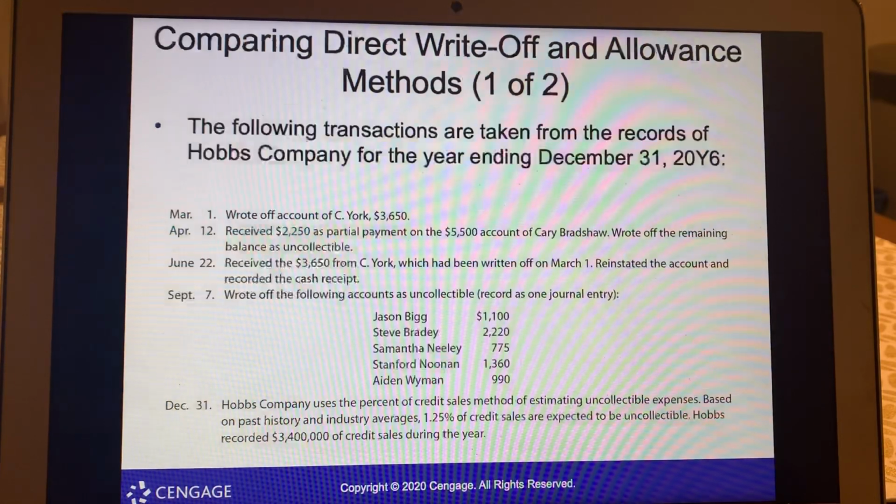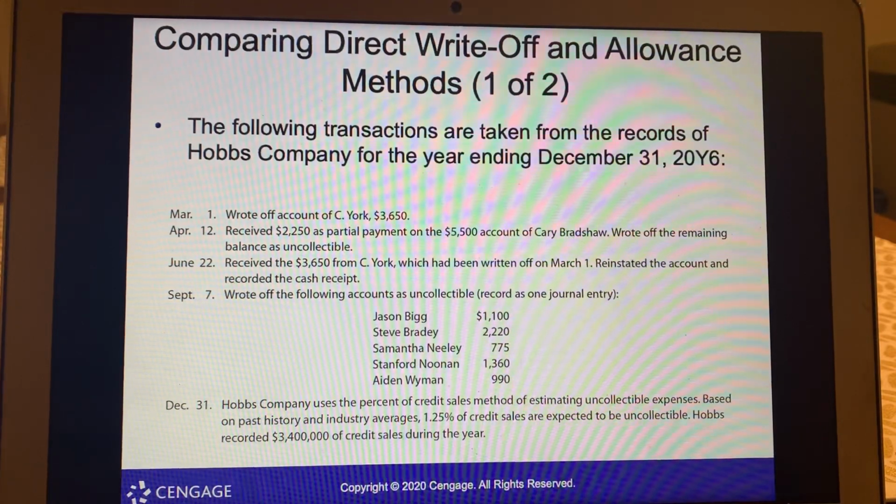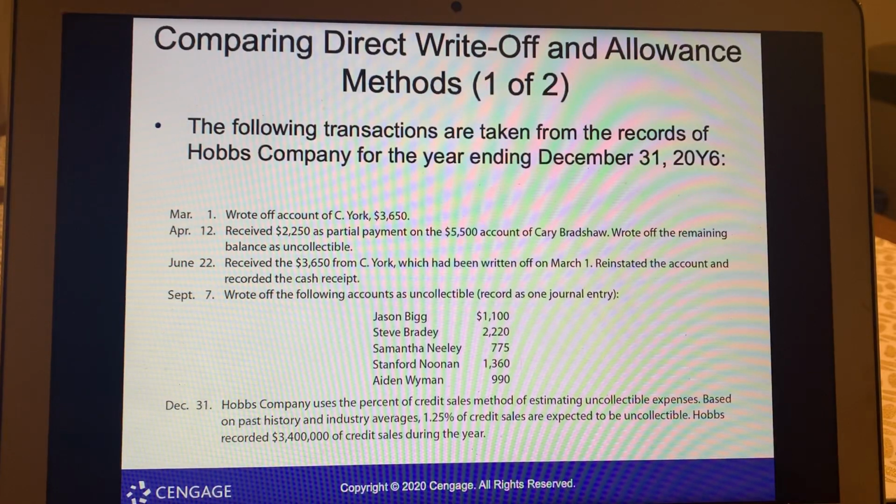So keep that in mind. So, comparing direct write-off and allowance. Here's what this looks like. Here's the situation. Jason Big, not Jason Biggs, has $1,100. Steve Bradley, $2,220. Samantha Neely, $775. Sanford Noonan, $1,360. Aiden Wyman, $990.